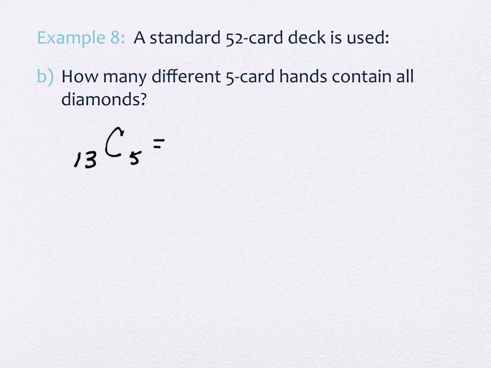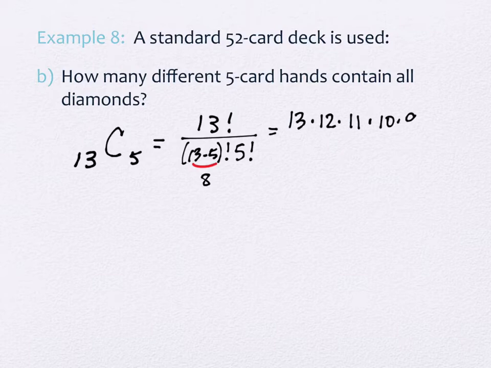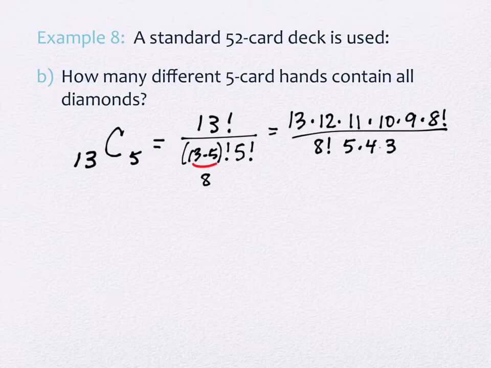Okay? So I have my 13 factorial on top. I have 13 minus 5 factorial on bottom, and then another 5 factorial. What is 13 minus 5? It's 8. So I'm going to write the 13 factorial down to 8: 13, 12, 11, 10, 9, 8 factorial. That will match with what's on the bottom. And then 5, 4, 3, 2, and 1. So those 8 factorials, gone.